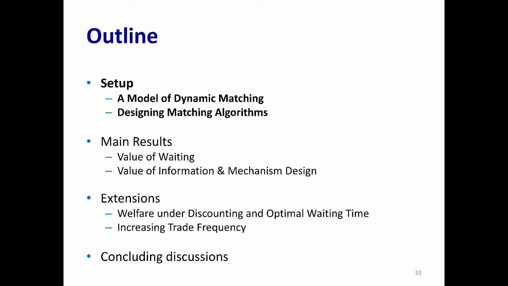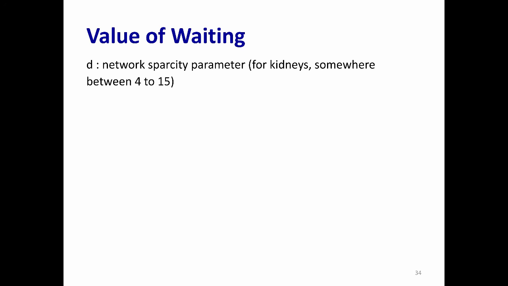Now we are ready to talk about the main result. Before actually telling you the main result, let me just remind you of this parameter d, which was the proxy for the network sparsity in the model. And for kidneys, this d was somewhere between 4 to 15. That's the key parameter by which I'm going to state all of the results of the paper.